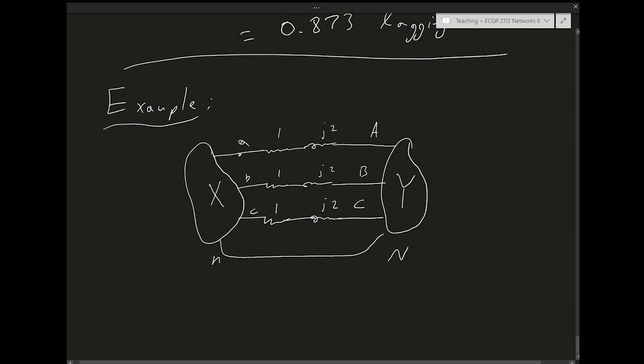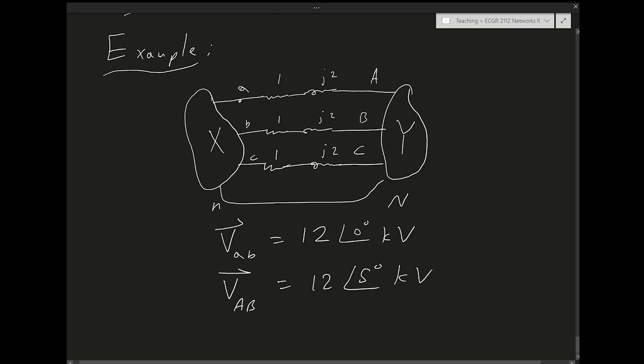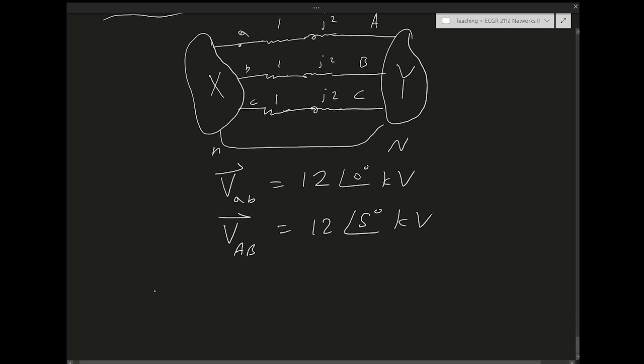Right, and then we know the voltages across the two systems. So we know the VAB is 12.0 degrees kilovolt, and VAB capital is 12.5 degree kilovolts. So the voltages are equal, but there's an angle difference between the two line voltages. So from a power perspective, the question is, which is the source and which is the load?